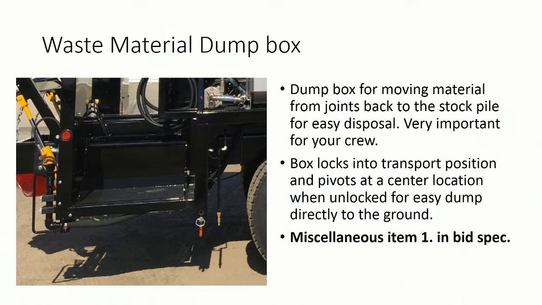The other thing that was in the bid spec, miscellaneous item 1, is a waste disposal box. Standard feature on our machine. It's something you might want to ask about on other machines. This allows you, as you have waste material when you're doing a joint, to put that material right there in this box. It's got a locking feature so that it transports the material back to your stockpile or yard where you're going to dispose of it. As soon as you unlock it, it pivots about the center, so it's easy effort with one hand to dump that straight to the ground.